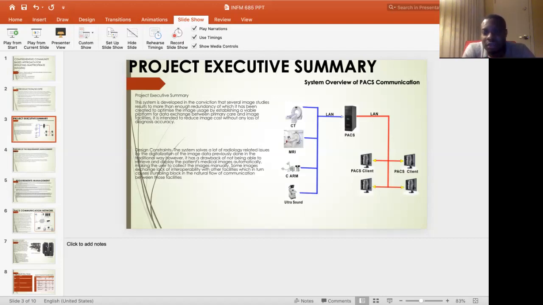I had a diagram here which talks about the system overview of the PACS communication. I have the CT scan, the MRI scan, the CR, and the ultrasound, which go into the LAN, the local area network. It goes into the PACS machine, and then it goes out here. This is the PACS client, and now the workstation over here.